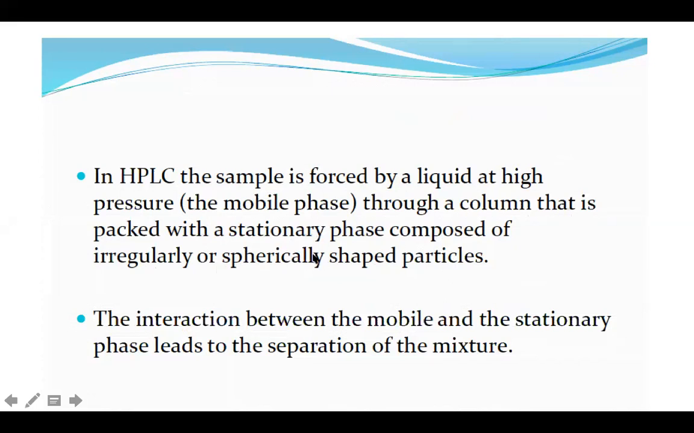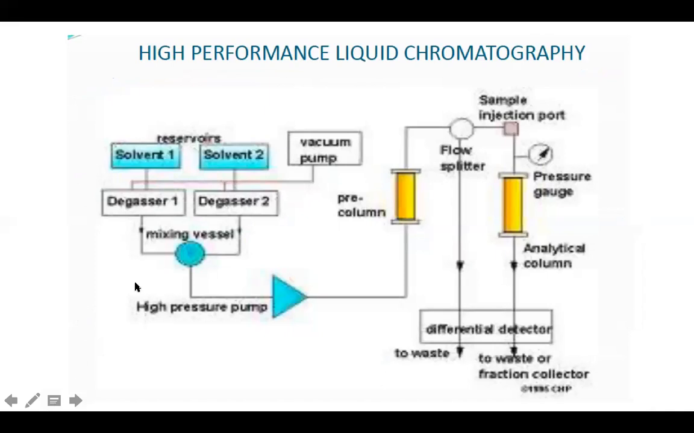So in that case, stationary phase like column chromatography is similar. A column is used here, packed with irregularly or spherically shaped particles. The interaction between the mobile and stationary phase leads to the separation of the mixture. Here you can see the high pressure liquid chromatography.